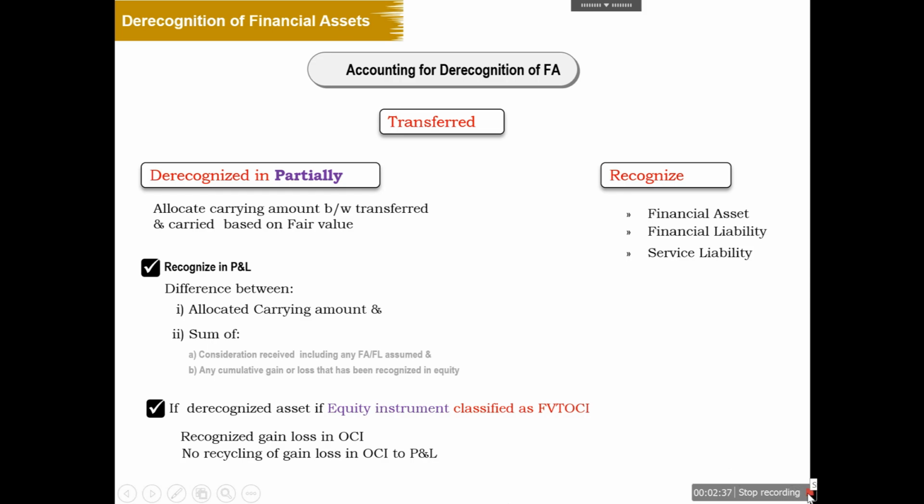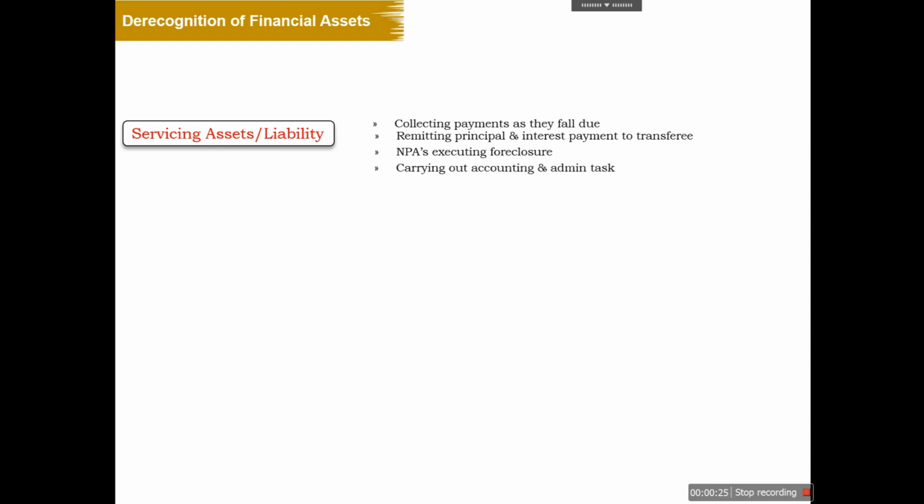So this is all about the accounting for when an entity transfers a financial asset, it may generate a servicing asset or servicing liability. It may be in the form of collecting payments as they fall due, or remitting principal and interest payments to the transferee, or NPAs, executing foreclosures, or carrying out accounting and administrative tasks. So all these assets and liabilities, those generated in the form of servicing at the time of transfer of financial assets, are not financial instruments because these can be settled only by providing the services.